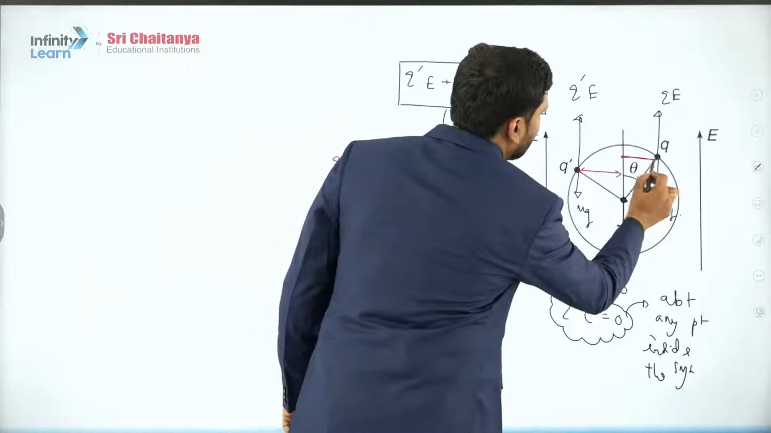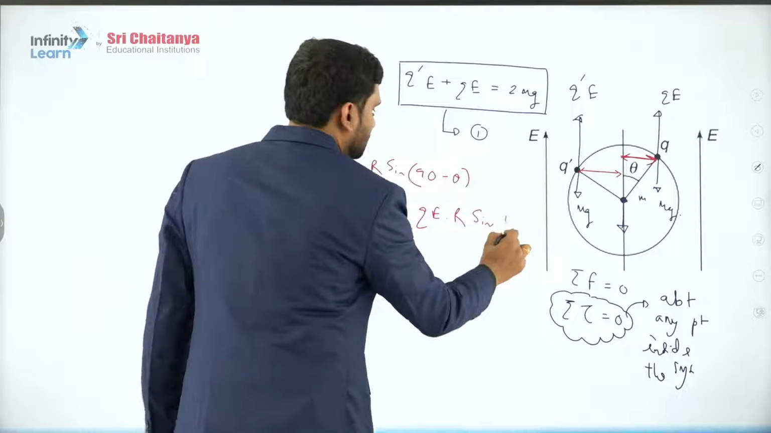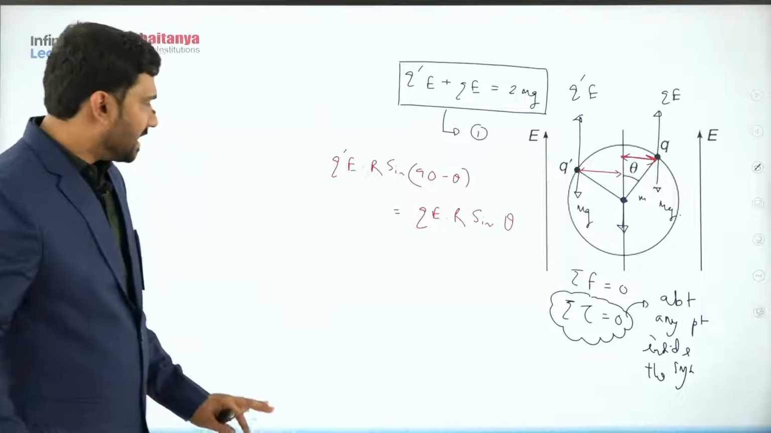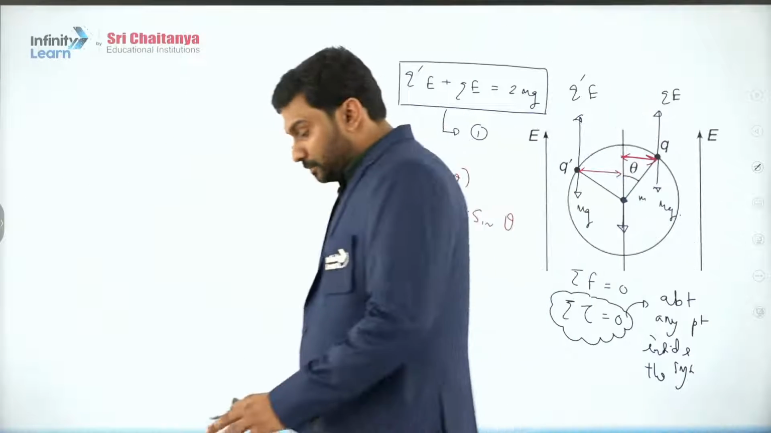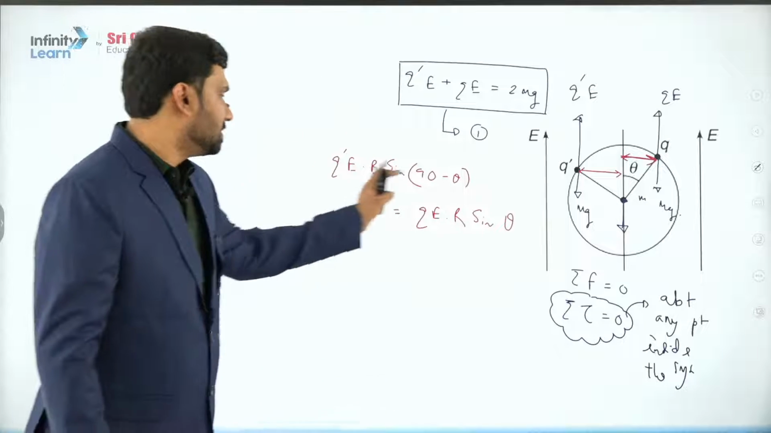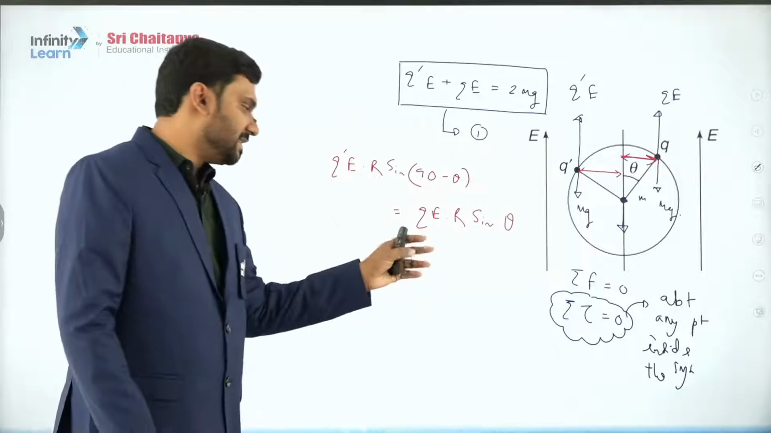This is the perpendicular distance, so R sine theta. That's the point you have to agree upon. Correct. So the torque provided by these two forces must be equal if it is in equilibrium.